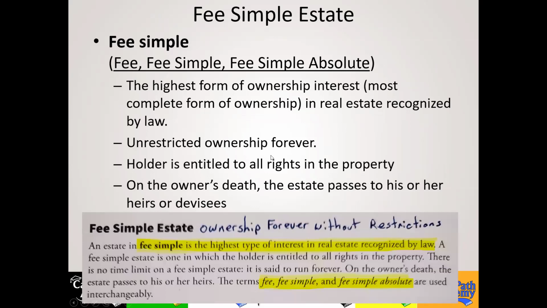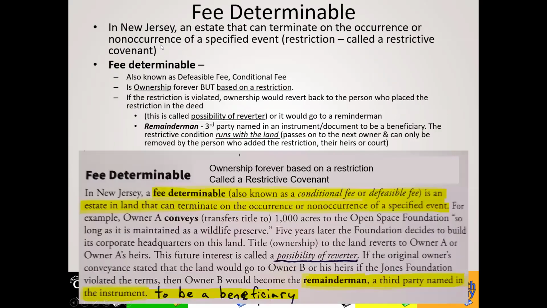Okay. So fee simple, just a recap, is the highest form of ownership recognized by law. It is unrestricted ownership forever. You could even decide who gets the property after you die. It also goes by the terms fee simple, and fee simple absolutely. It's absolute ownership. And then we have the fee determinable.